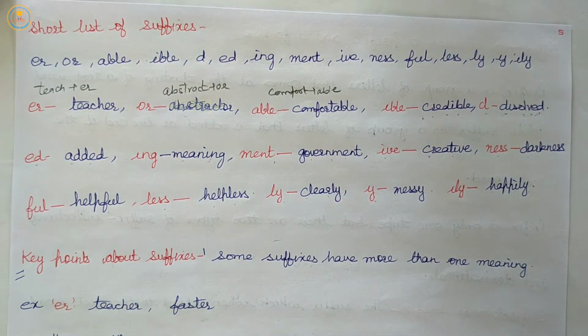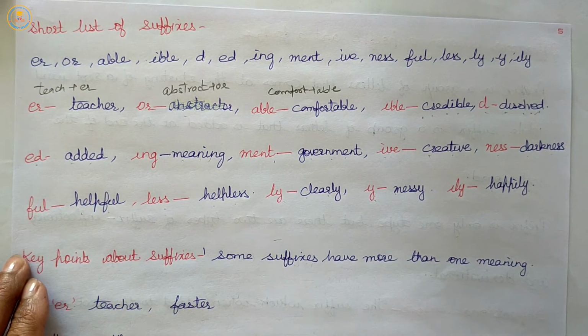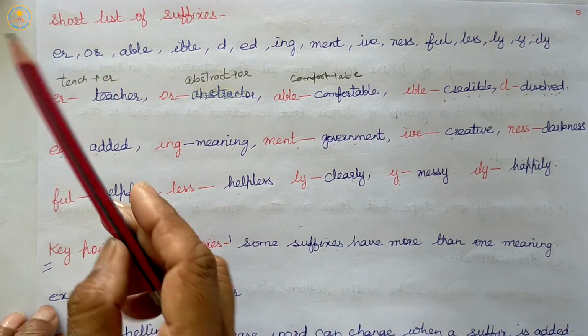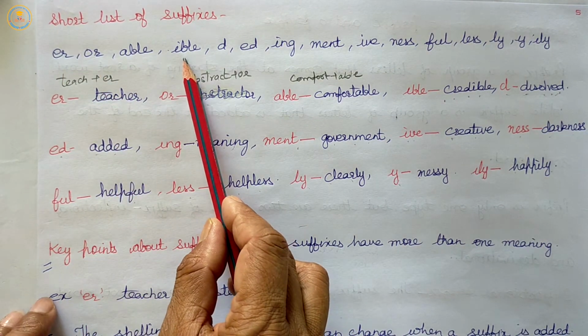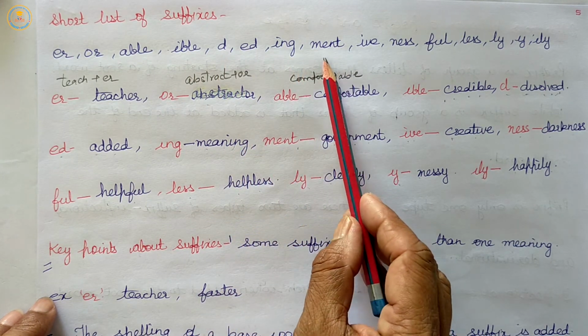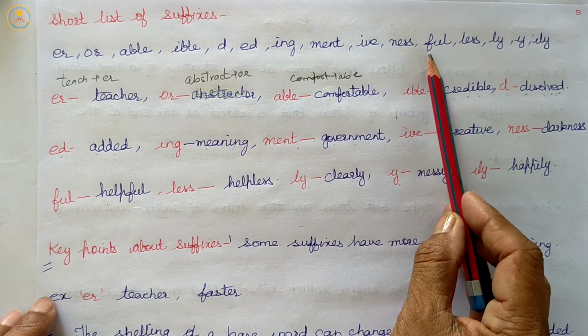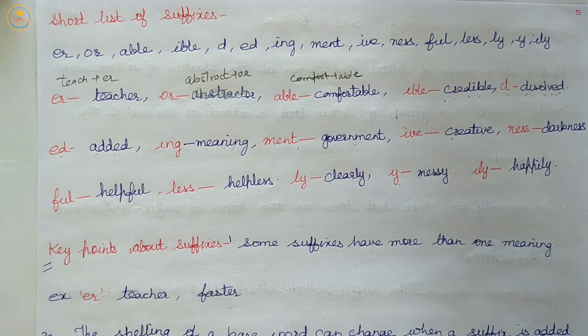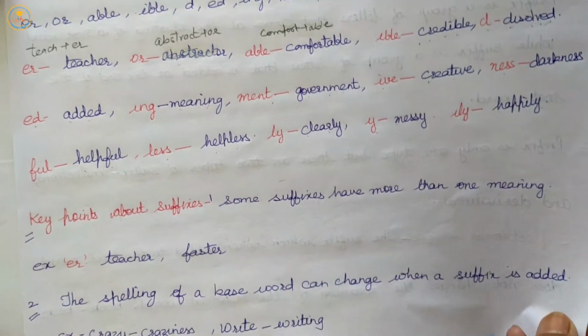So here is a short list of suffixes that after writing these letters we can get a new word that has more than one meaning or different meanings. Or it can also change the part of speech. So the suffixes are ER, OR, ABLE, IBLE, D, ED, ING, MENT, IVE, NESS, FUL, LESS, LY, ILY. So let us see some key points about suffixes.